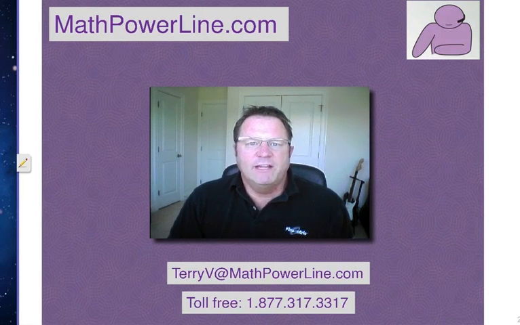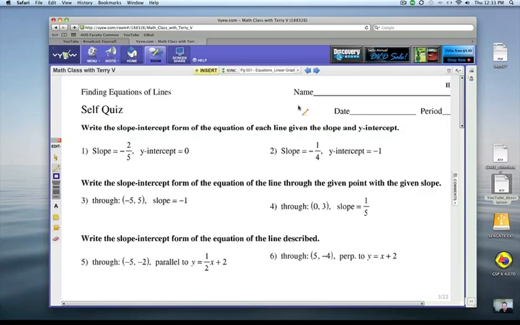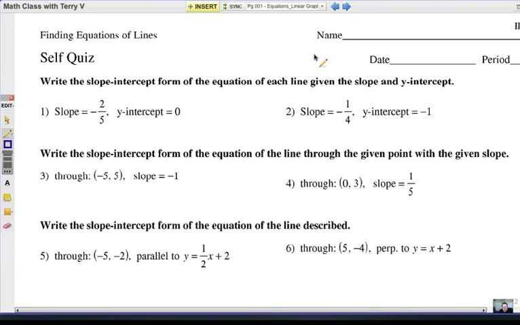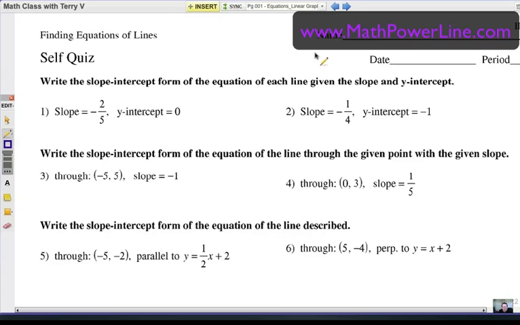All right, let's go to today's lesson. I have some information here in problems 1 through 6 for you to try on this self-quiz, and it's all about can you write the equation of the line in slope-intercept form given various information. So let's look at the first two. You're given the slope and the y-intercept of each. So what does the slope-intercept form of the equation look like?